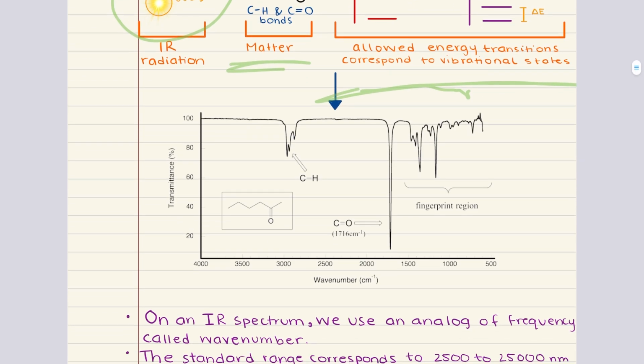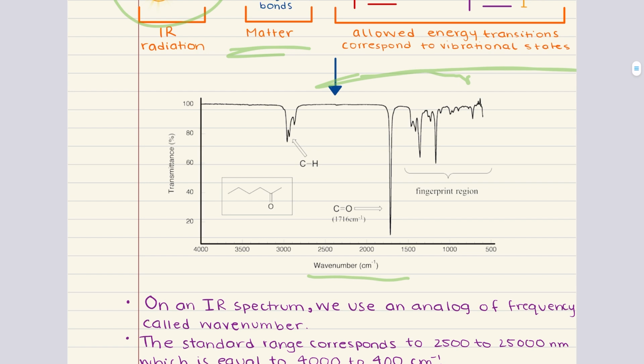The output is an IR spectrum, which is a graph showing how much light is absorbed at each frequency. And this lets us determine which bonds are present in the molecule. Now, instead of plotting frequency directly, IR spectra are reported in terms of wave number, which is the reciprocal of wavelength, and it's measured in inverse centimeters.